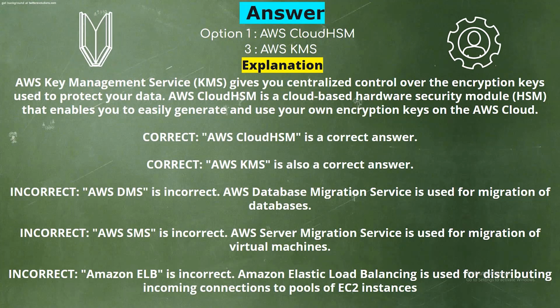Incorrect. AWS DMS is incorrect. AWS Database Migration Service is used for migration of databases. Incorrect. AWS SMS is incorrect. AWS Server Migration Service is used for migration of virtual machines. Incorrect. Amazon ELB is incorrect. Amazon Elastic Load Balancing is used for distributing incoming connections to pools of EC2 instances.